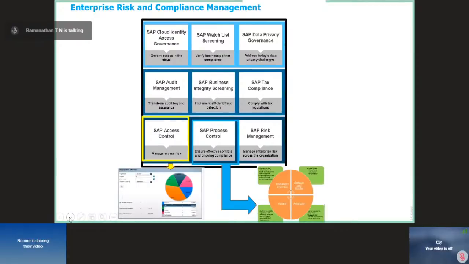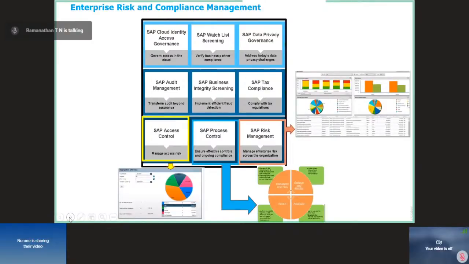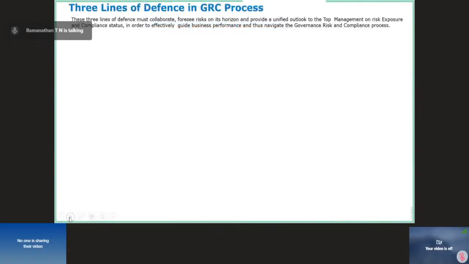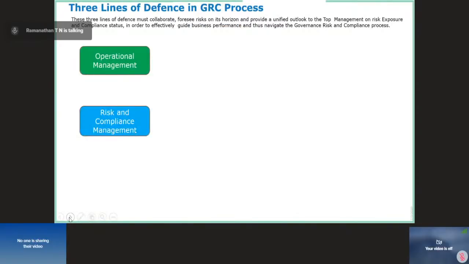Effectively, exceptions are being looked at and deployed. Or risk management, which we are going to look at as well. Or the audit management as a tool as such. These are four bits of it which we will look at. Before that, we call something like three lines of defense. Quickly getting into that: we have operational management.